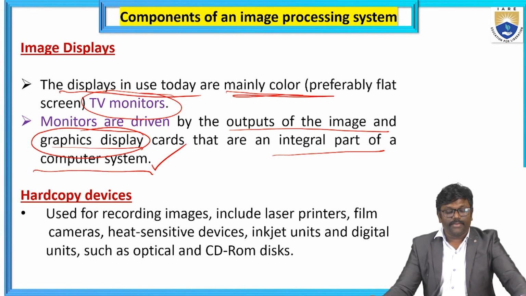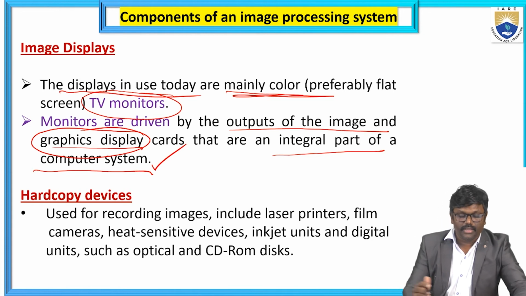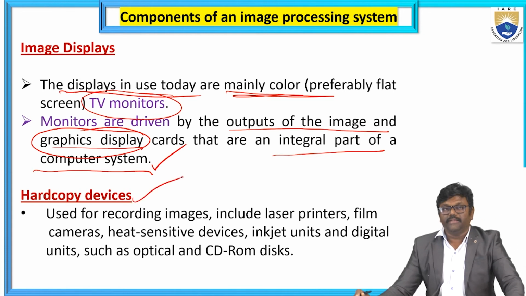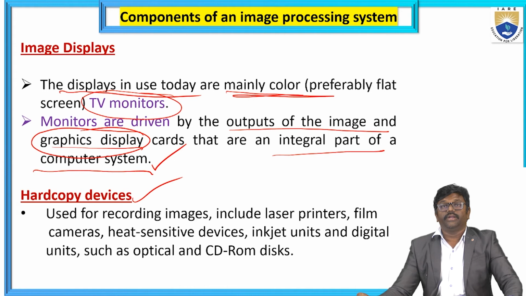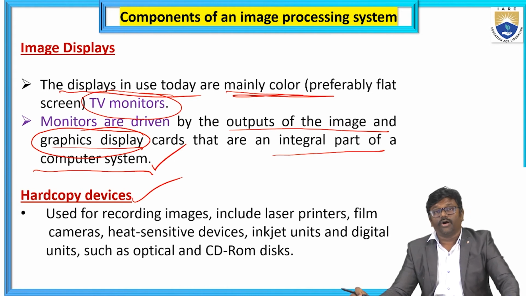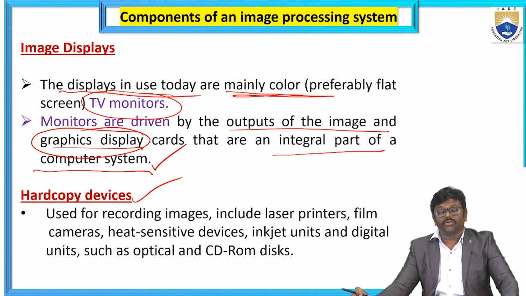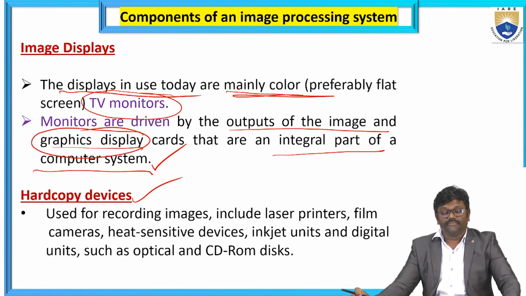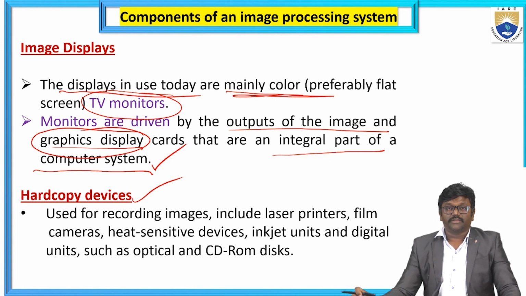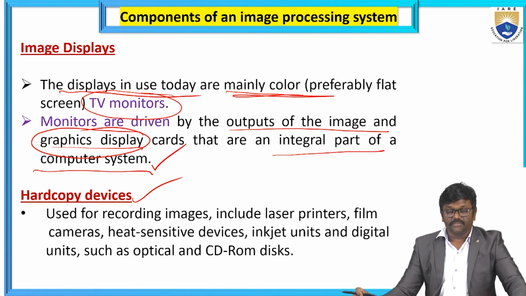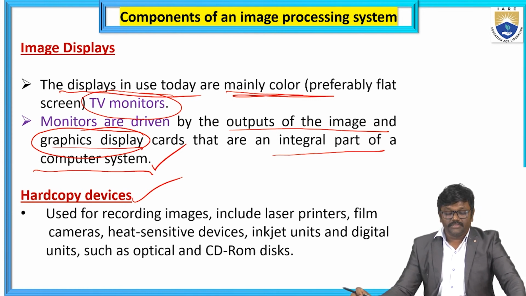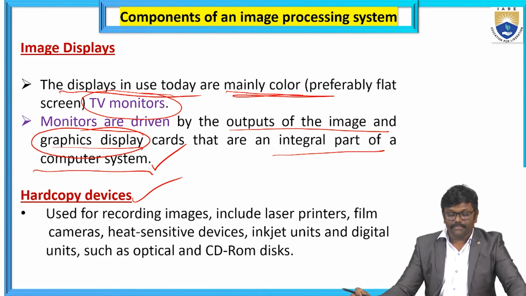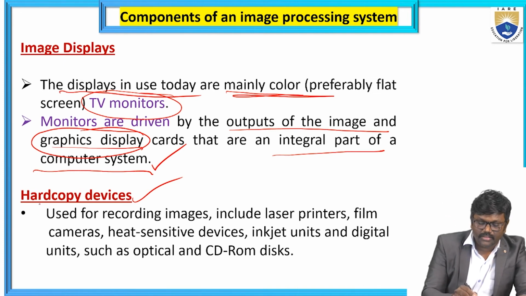Hardware copy devices used for recording images. The last but not least important component here is hard copy devices, which are used for recording the images, including laser printers, film cameras, heat sensitive devices, inkjet units and digital units such as optical and CD-ROM disks. So what are these devices?